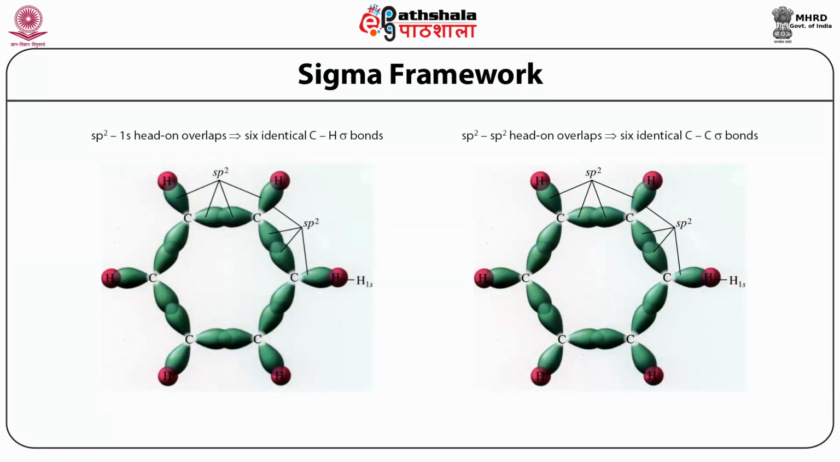Now consider firstly the sigma framework. In the first case, we have the sp2 and 1s head-on overlap as shown in this figure, which gives 6 identical C-H sigma bonds. In the second case, we have the sp2 head-on overlaps, which give 6 identical C-C sigma bonds.